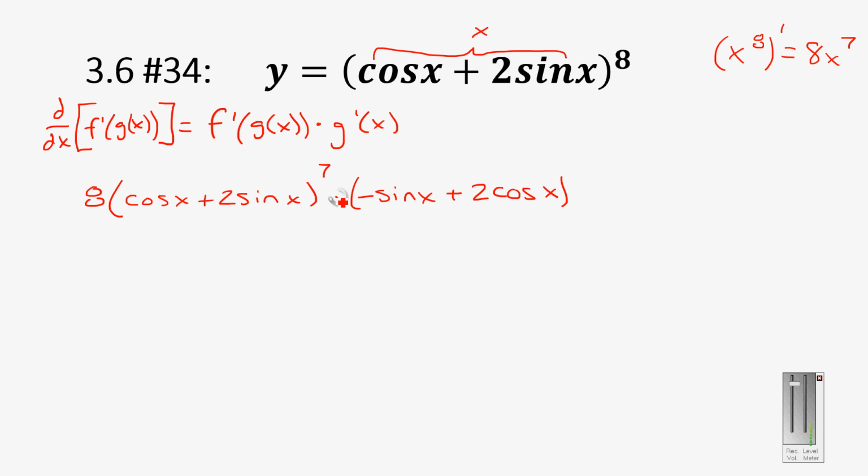So it's what's out in front, 8 times cos x plus 2 sine x raised to the 7th power, times negative sine x plus 2 cos x. That is what my y prime is equal to.